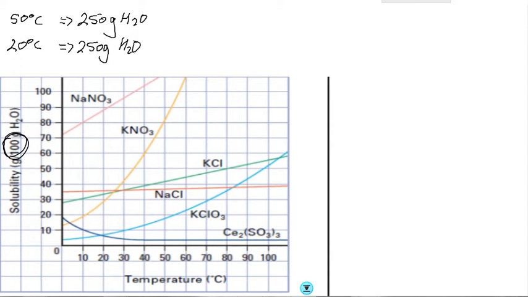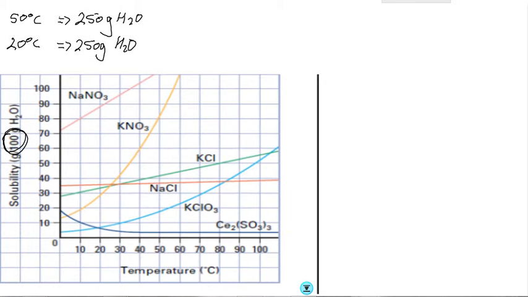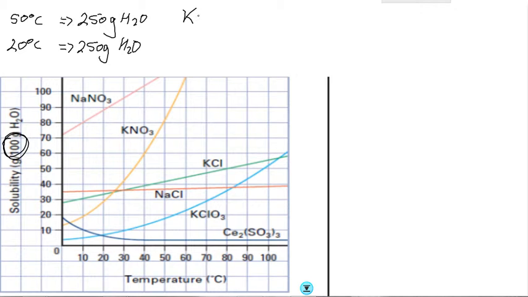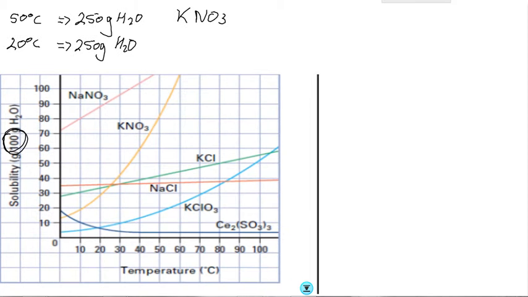So let's go and do our lines again and see how we go. We're looking at potassium nitrate this time. We'll just write that up there just to remind us. So it's a different line. It's KNO3, which is our potassium nitrate. So let's look at our 50 grams here.